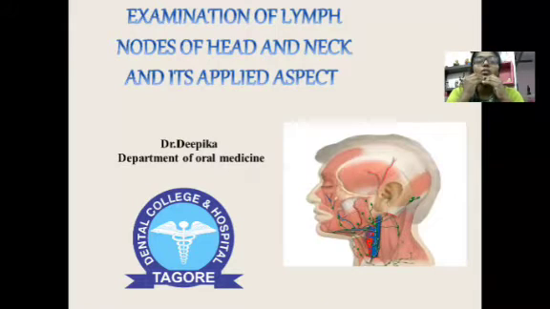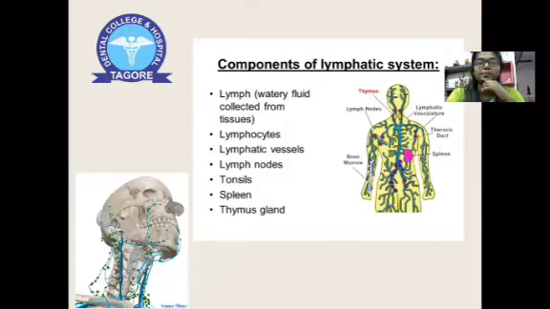Welcome everyone. Today we will be seeing about the examination of lymph nodes in the head and neck region and its applied aspect. Before moving on to the topic, we should be knowing about the components of the lymphatic system. The components are lymphocytes, lymphatic vessels, lymph nodes, tonsils, spleen, and the thymus gland.